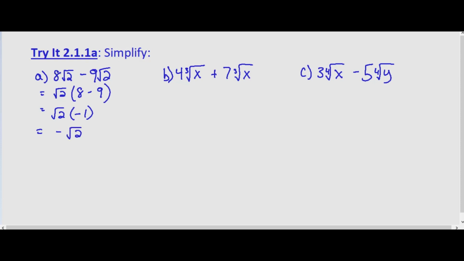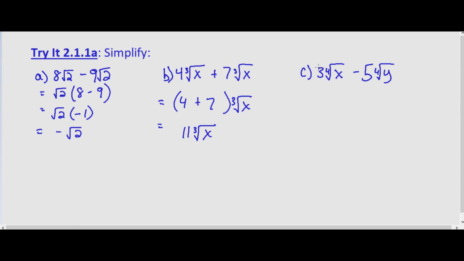Now notice we could have simply subtracted 8 minus 9 and gotten negative 1 for the same answer. I'm just showing what actually allows us to perform that mathematical operation: we're factoring it out and then subtracting the coefficients. Now in part B, we have 4 times the cube root of x plus 7 times the cube root of x. So again, if we factor out the cube root of x, that's a like radical. So 4 plus 7 times the cube root of x, and that equals 11 times the cube root of x.